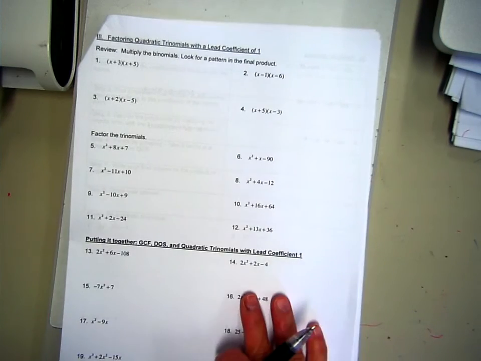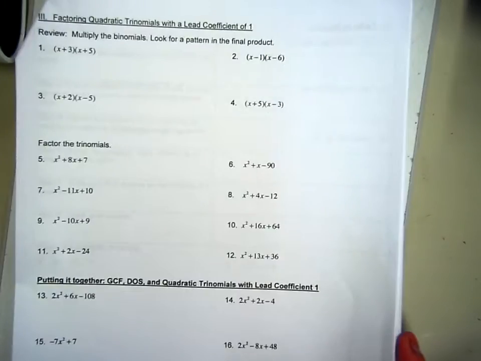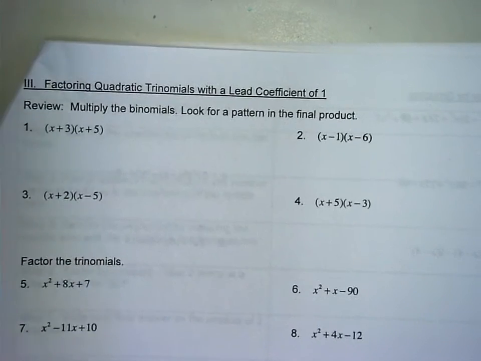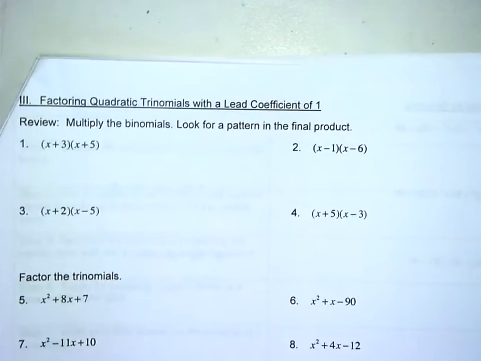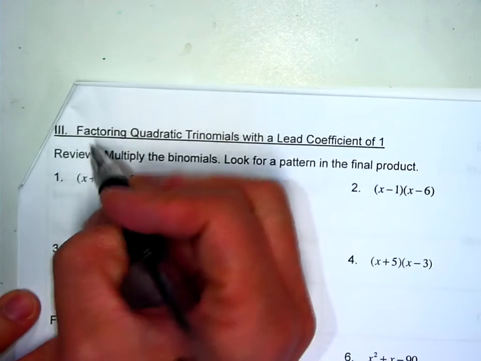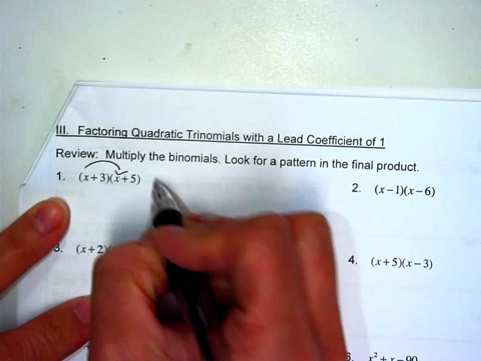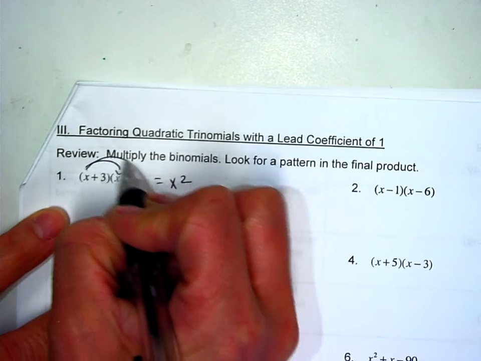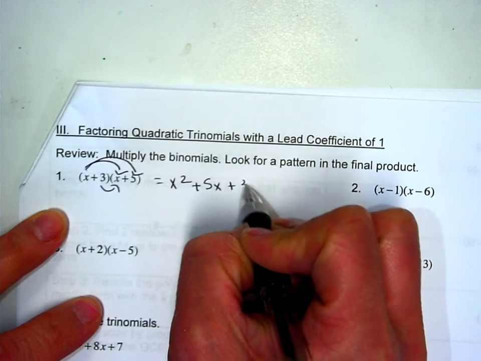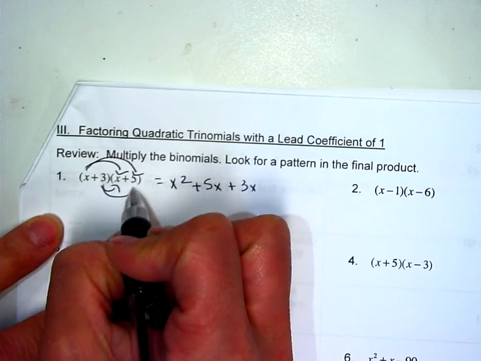Okay, this is page 9 in your white notes packet. So let's first start by reviewing how to multiply these two binomials. So if you remember, what we do is draw our arrows. So x times x is x squared. This is 5x. Then we have plus 3x. And then this is plus 15.